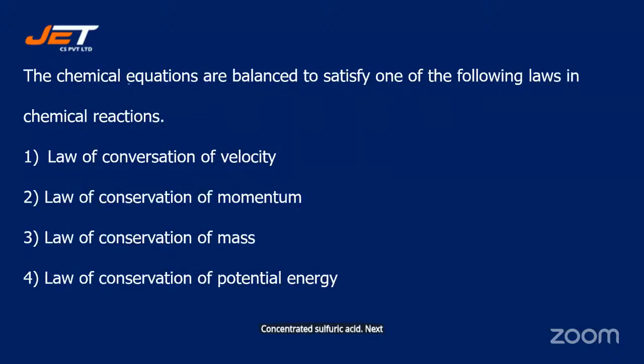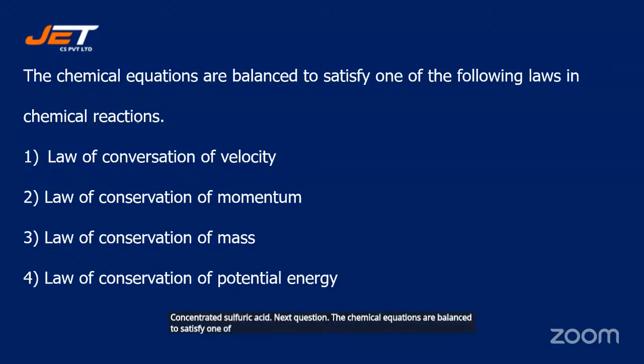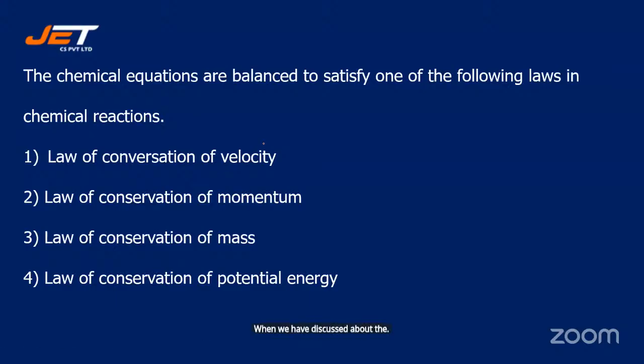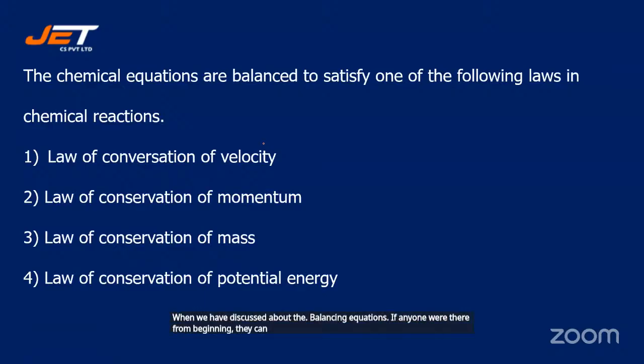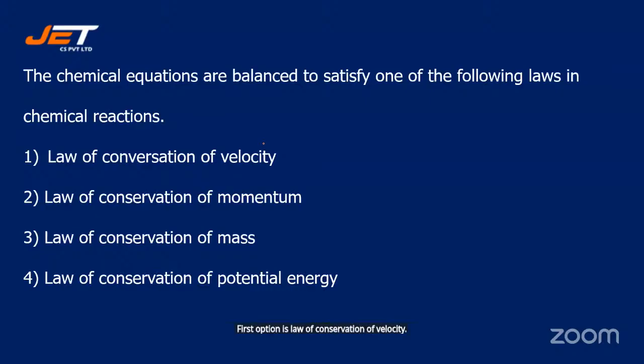Next question. The chemical equations are balanced to satisfy one of the following laws in chemical reactions. This we already discussed in our previous class when we discussed balancing equations. If anyone was there from the beginning, they can easily do it. First option is law of conservation of velocity. Second one is law of conservation of momentum. Third one is law of conservation of mass. And fourth one is law of conservation of potential energy. So which is the right option?